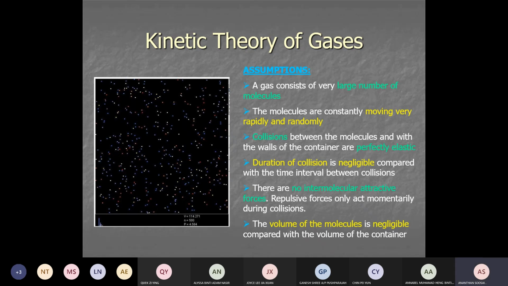In the exam, they will ask you to write at least 3 assumptions of the kinetic theory of gases. I think the ones you can list down are the neglected ones first. The volume of the molecules is neglected compared to the volume of the gas. The intermolecular force is neglected. These are the 2 neglected. The collisions are perfectly elastic. So remember, you need to write at least 3 in your exam.